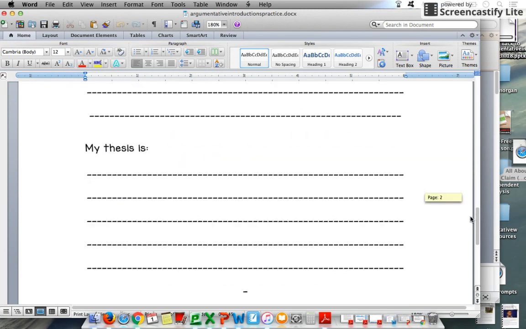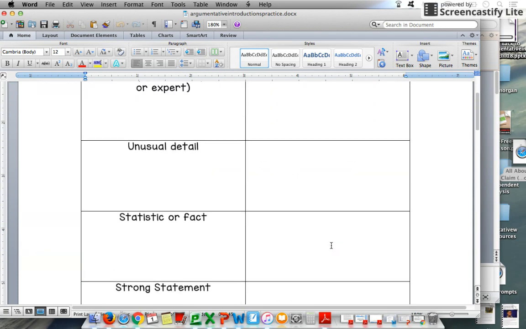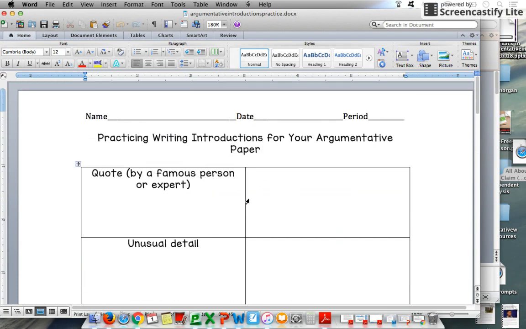Then finally, you're going to add your thesis statement, which we've already written in class. So you're going to write that on these lines here. Remember to start with your claim, then use because, and then you're going to do reason 1, comma, reason 2, comma, and then and reason 3, period. So you're going to use the rest of class to work on this today, and then we're going to share those introductions with each other.